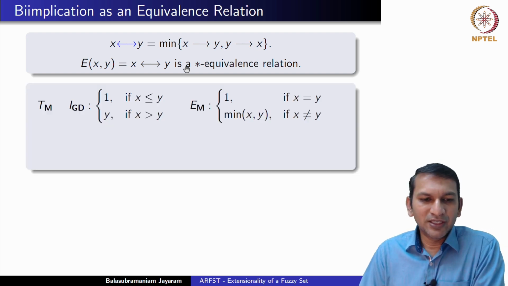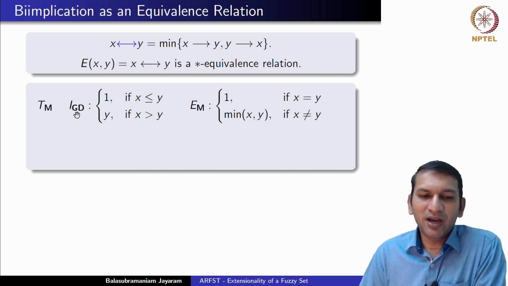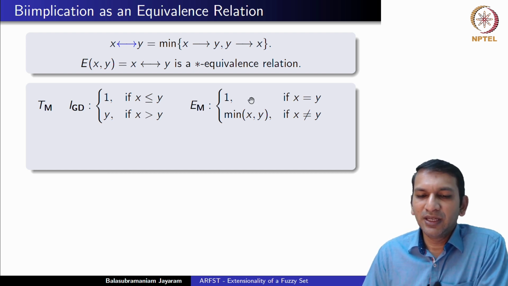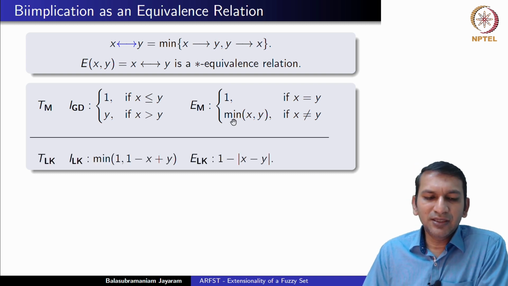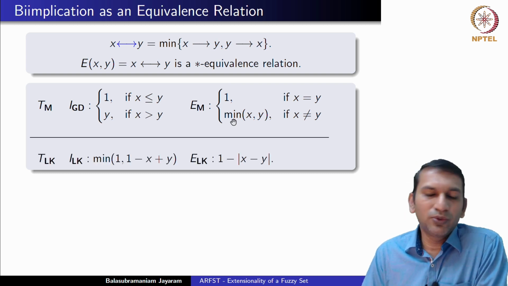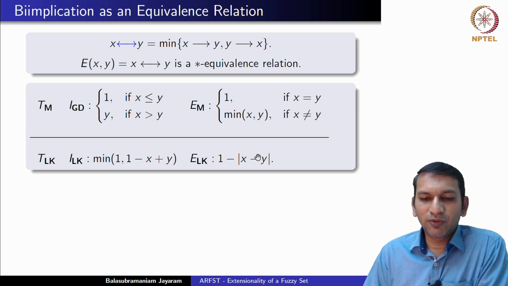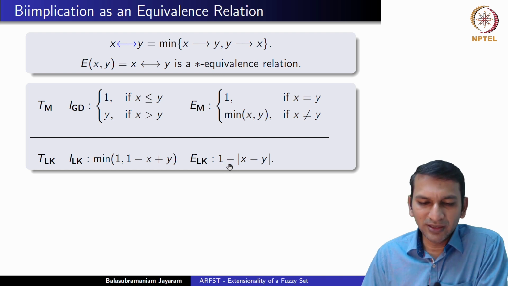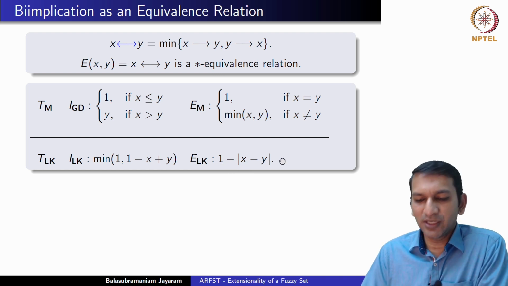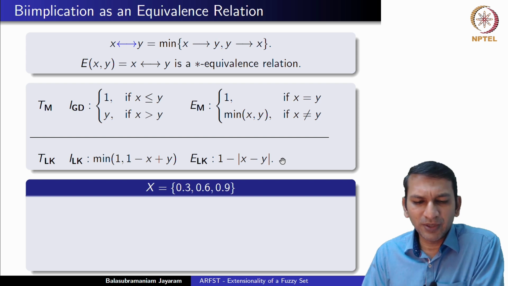Now recall, if you consider the minimum T-norm, the corresponding R implication is the Gödel implication, and using this definition of a biresiduum, we get that EM, the min transitive fuzzy relation, is given like this. If you consider the Lukasiewicz T-norm, the corresponding Lukasiewicz implication, the biresiduum of that is essentially this. So getting the equivalence relation from there would look like this. The ELK would be 1 minus mod of x minus y.